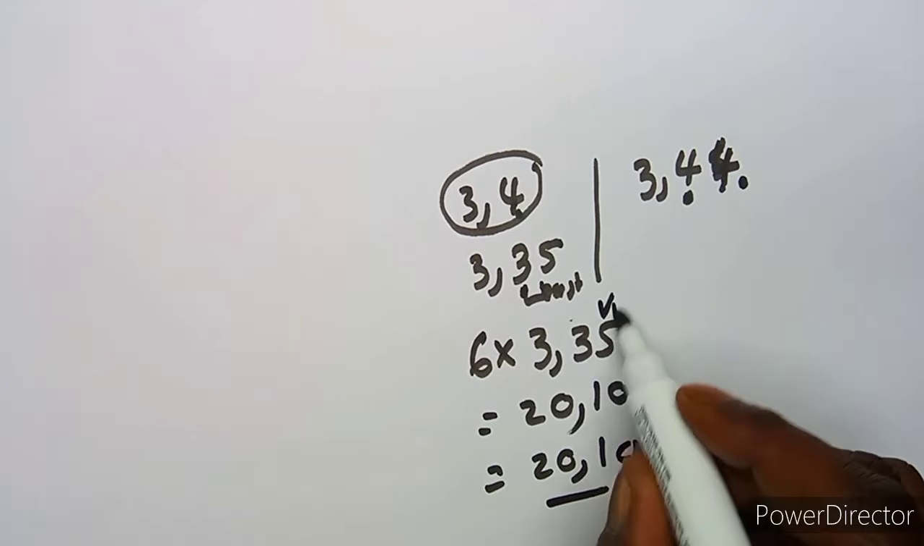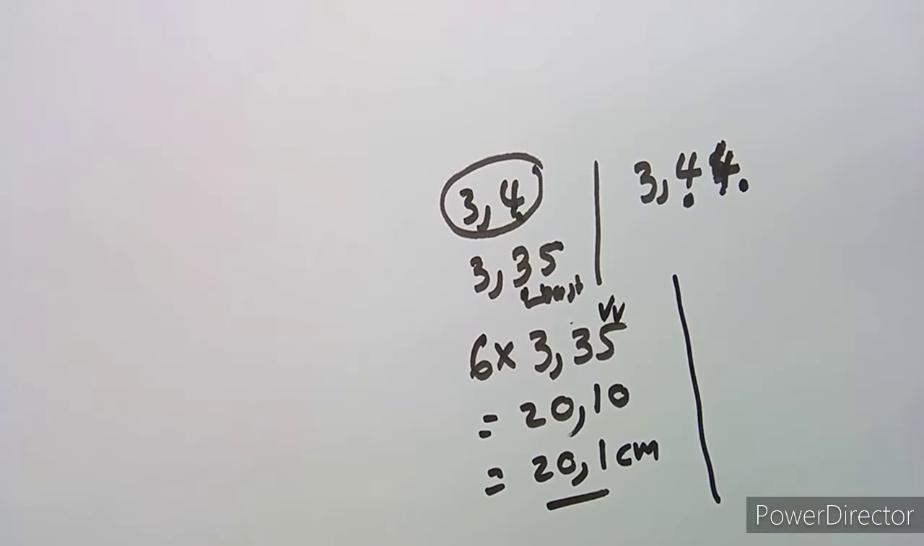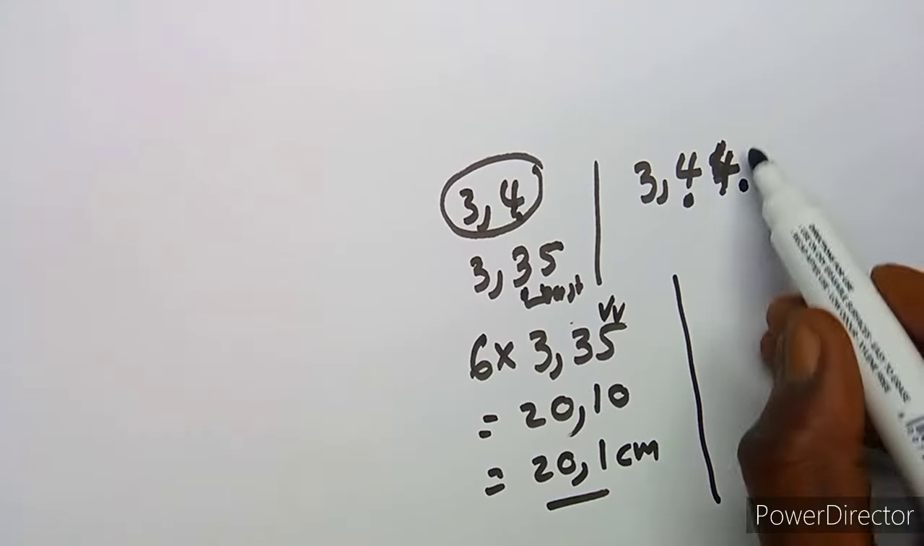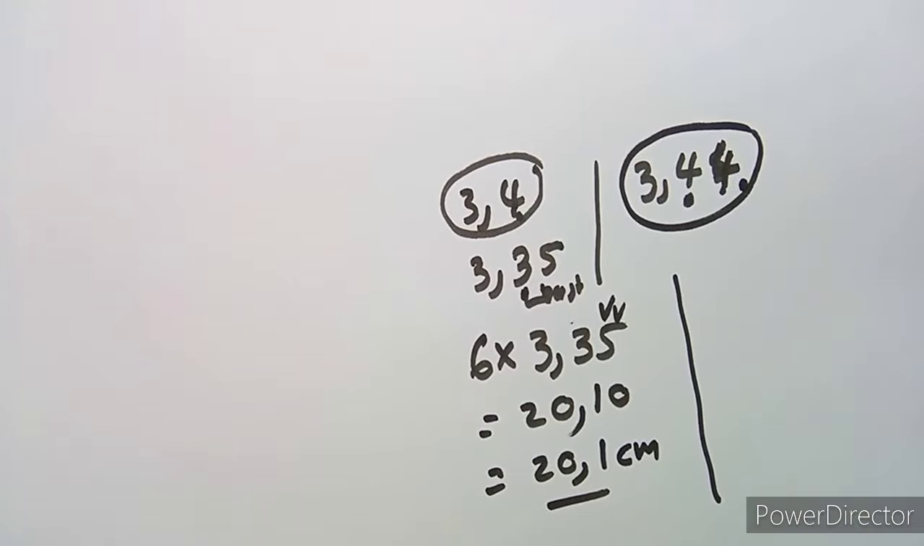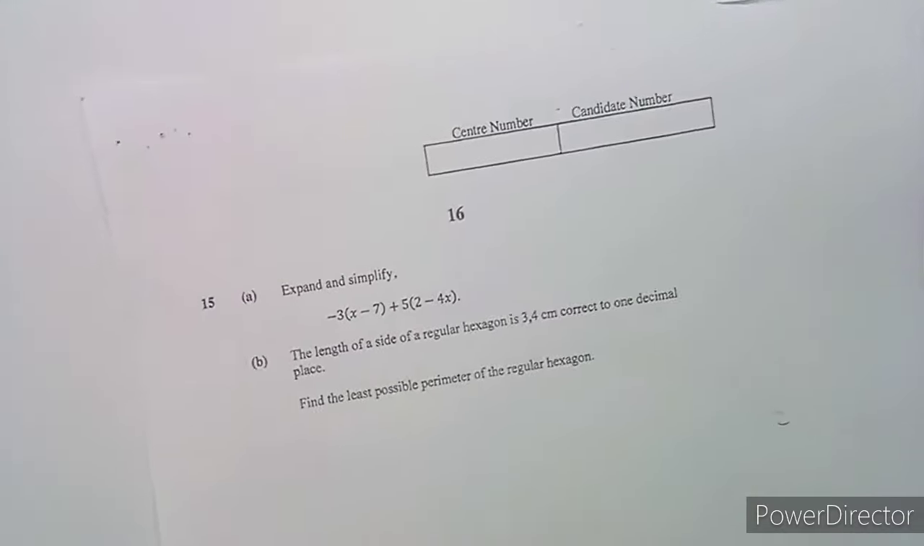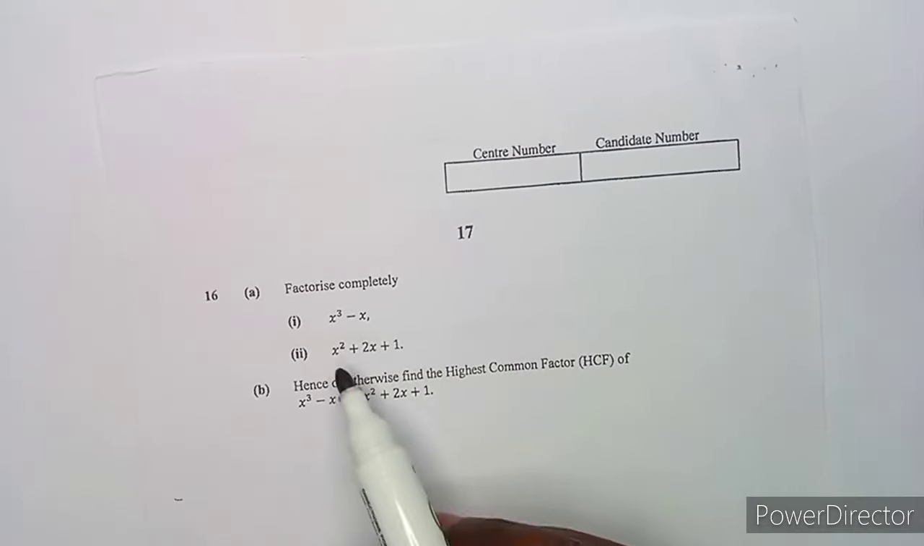So you use the least possible. If they say the maximum possible value, you are going to work with this maximum value. All right, so that is what you are given in this case. So we can move on to question 16.